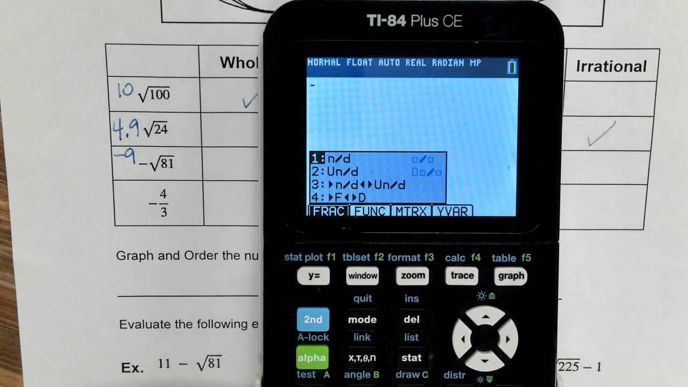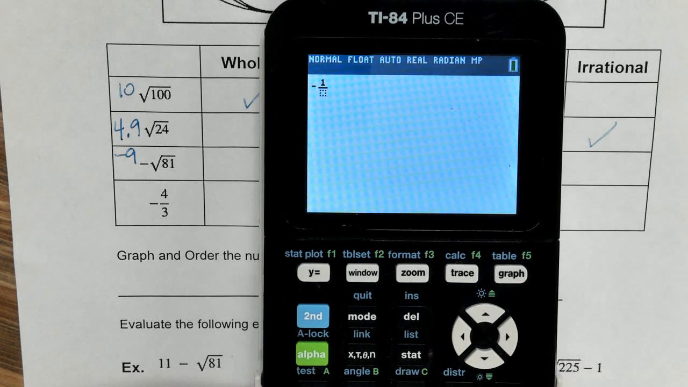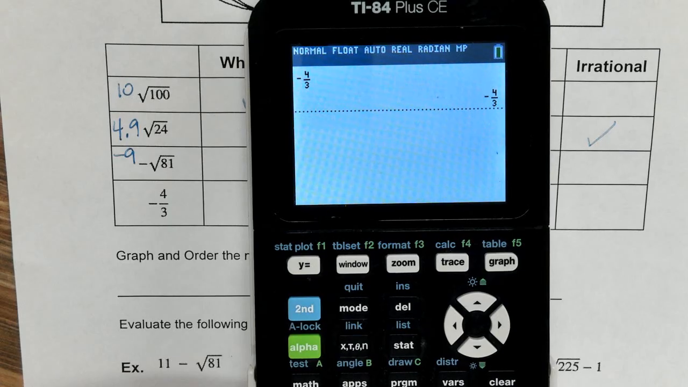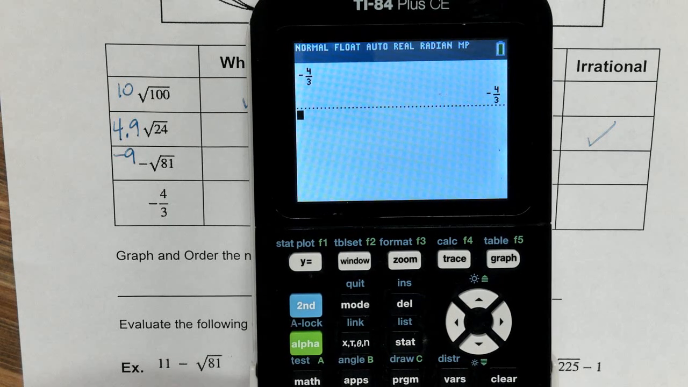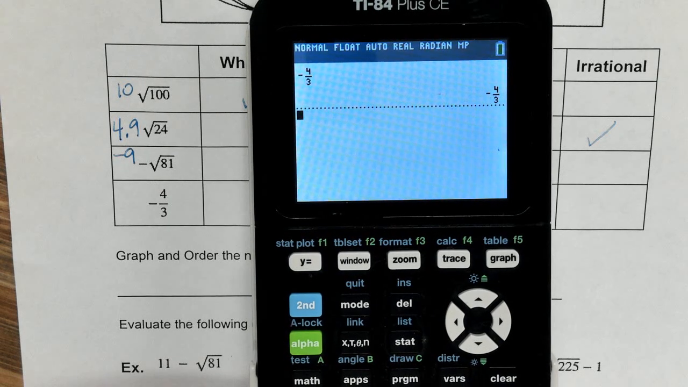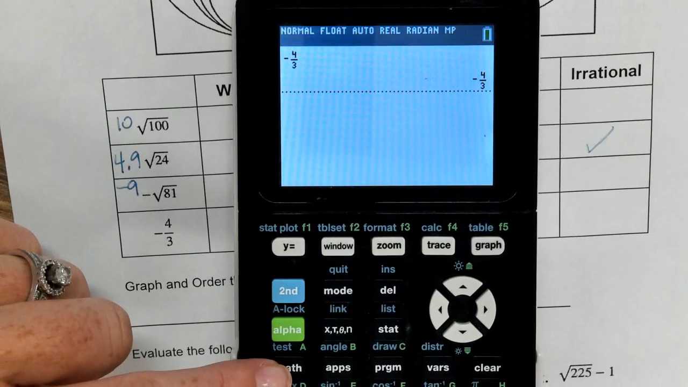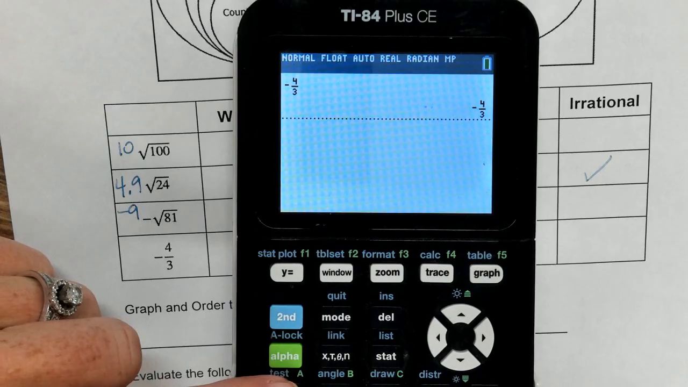Negative 4/3. If you hit enter, it's not going to do anything for you. All it's going to do is simplify the fraction. Yes? If you want to turn it to a decimal, I need y'all to listen. You're going to hit the math button. So everybody go put in negative 4/3.